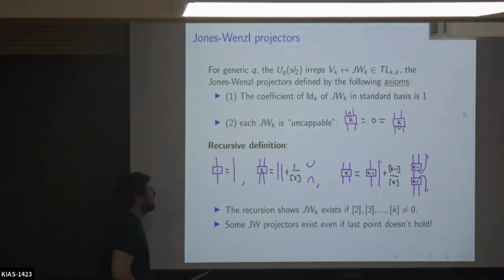These two axioms guarantee uniqueness: if you have two elements that satisfy these two axioms, they're actually the same element in this category.